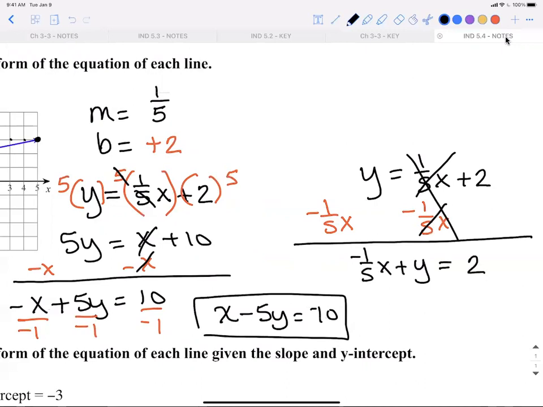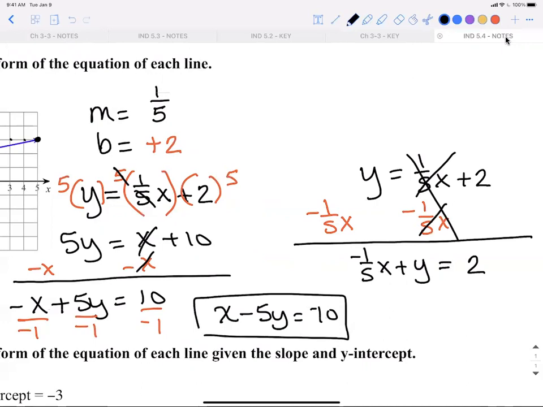Now I still have to get rid of the fraction, and I can also see I even have a negative to get rid of. So you can do this in 1 or 2 steps. You can multiply everything by a 5, and it's going to leave you a negative 1x, a positive 5y, and a positive 10. And then you can divide everything by a negative.